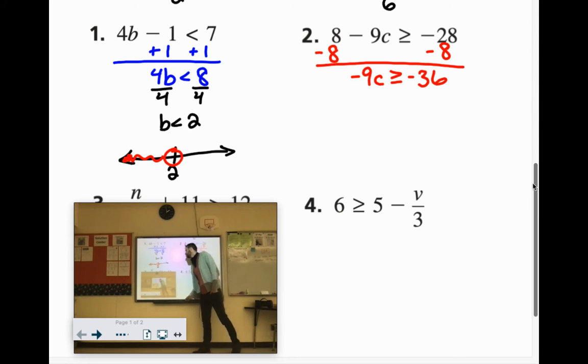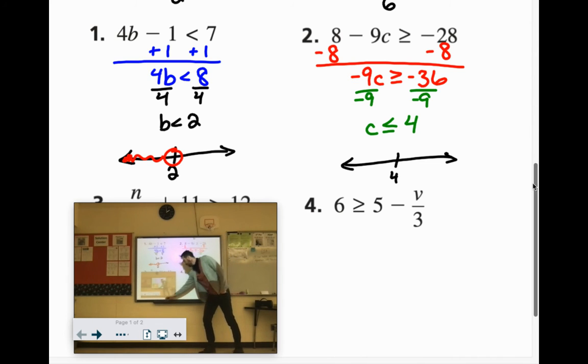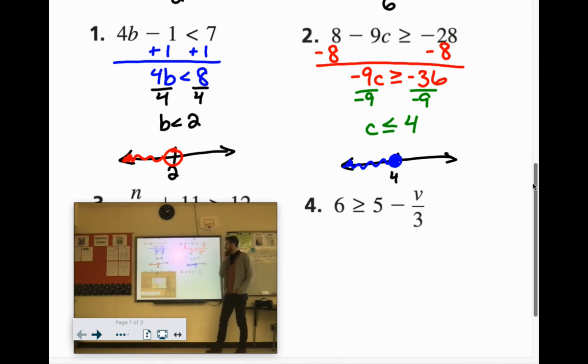And then we have to divide by that negative 9. We have to remember, if we're dividing both sides by a negative, we flip the inequality. So now it's going to be less than or equal to. Negative 36 divided by negative 9 is 4. Let's get our number line. 4. It's going to have a closed dot. And if our letter is first, which it is, then we'll follow the arrow. It's pointing left, we'll shade left.